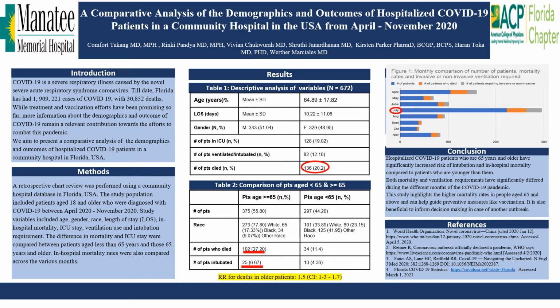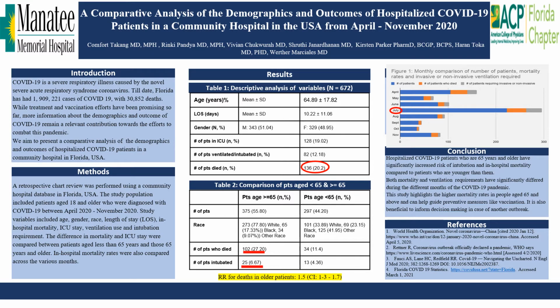We therefore performed a retrospective chart review using our hospital database. All patients aged 18 and older who were diagnosed with COVID-19 between the months of April and November 2020 were included in this study. Our variables of interest were age, gender, race, length of stay, mortality rate, ICU admission requirement, and ventilation requirement. We first conducted a univariate analysis of all the variables.